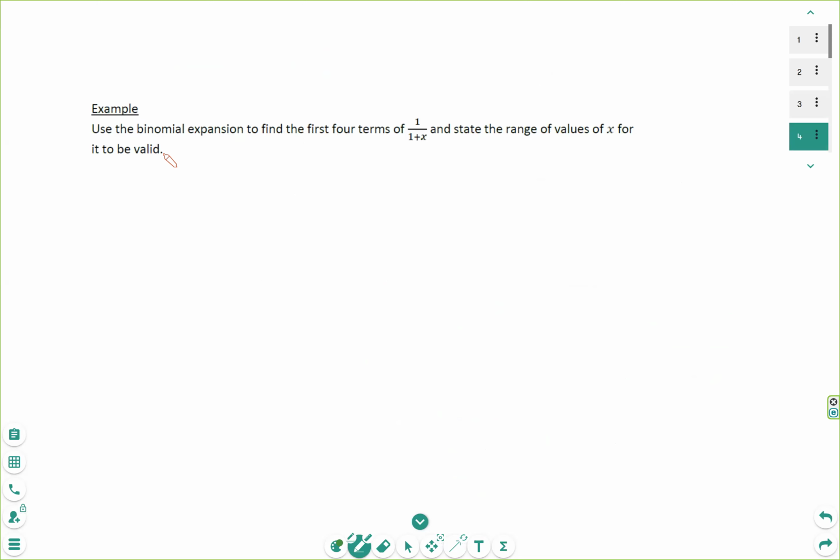Right, example. In this example, we explore the validity. Use the binomial expansion to find the first 4 terms of 1 over 1 plus x and state a range of values of x for it to be valid. We can write 1 over 1 plus x as 1 plus x to the power of minus 1. This is where we use the formula.